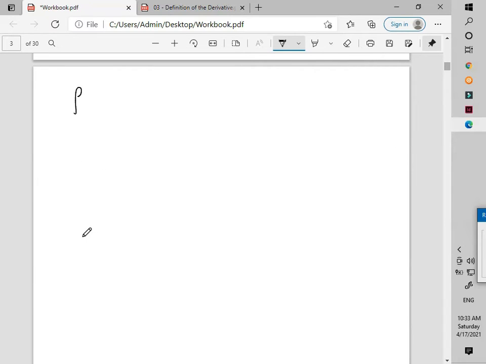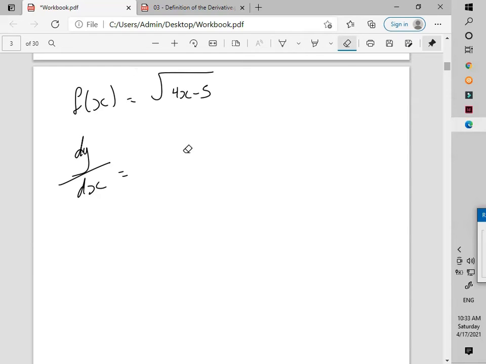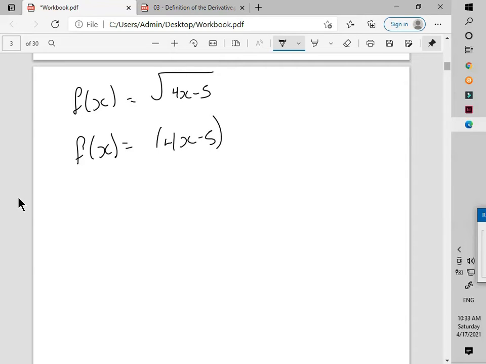Alright, so f of x is equal to the root of 4x take 5. So dy with dx. Oh, I shouldn't do that now. Now every time you see these problems, you need to always write the fractional power. Once you see that root sign, always write the fractional power first. So f of x is equal to 4x minus 5, which I'll put in bracket, and the power is raised to a half.